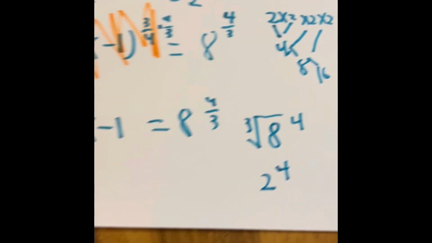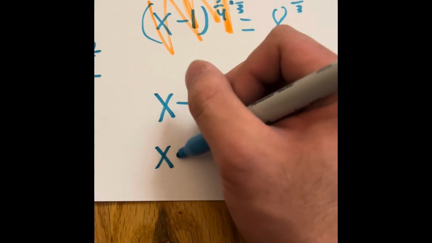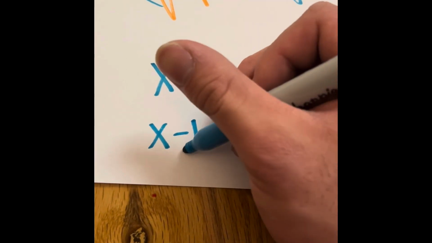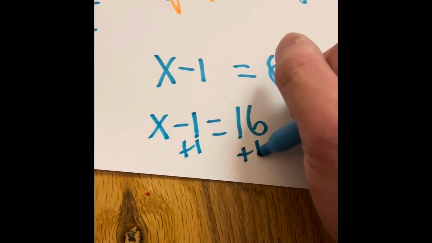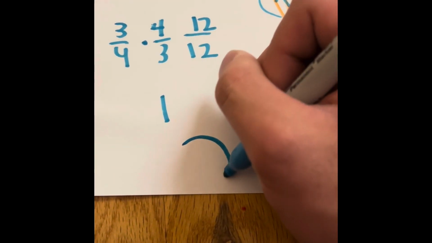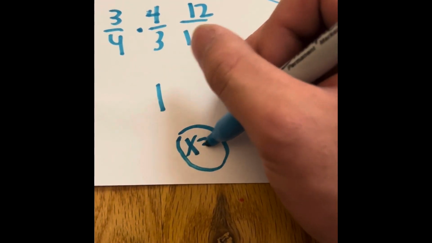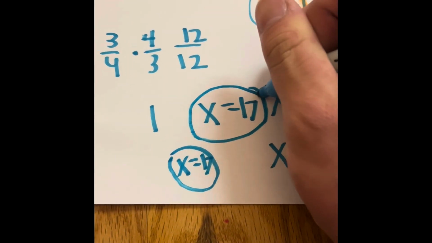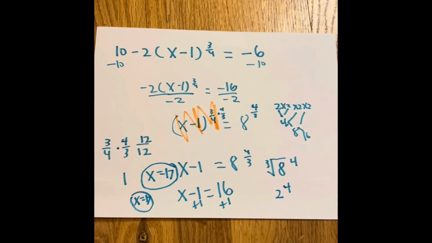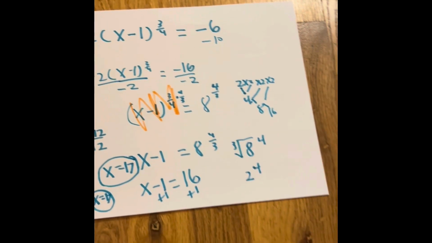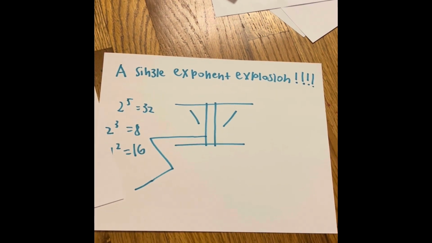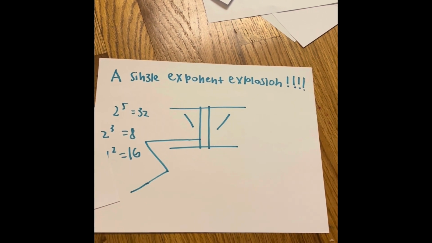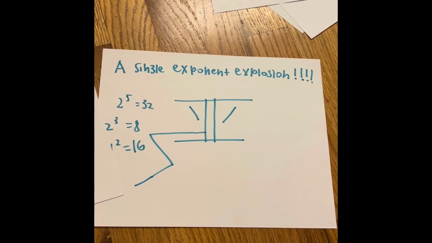So we have x minus 1 equals 16. We add 1 to both sides. And our final answer is x equals 17. That is our final answer to this detonation problem. And not only that, this is how we understand how to explode the exponents so one giant problem becomes one giant solution.